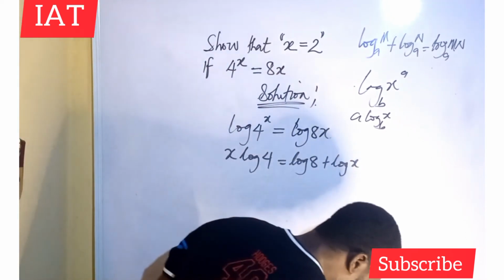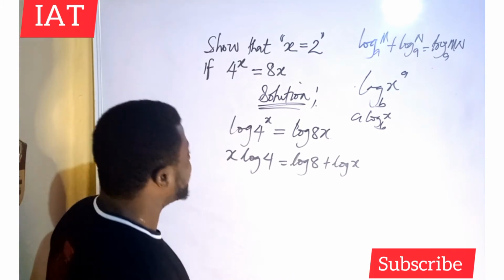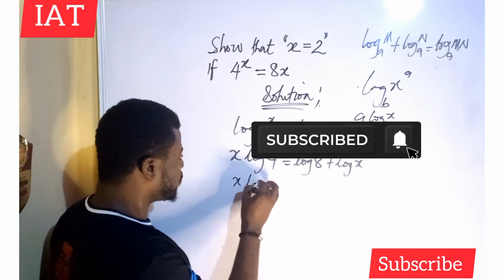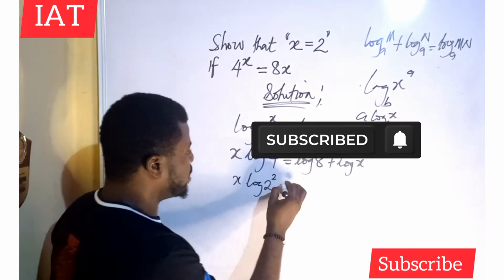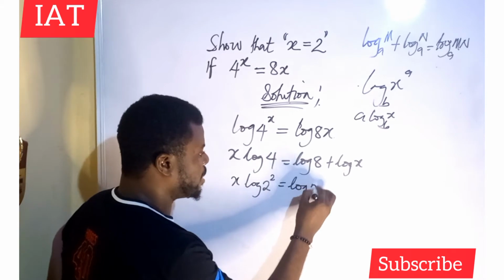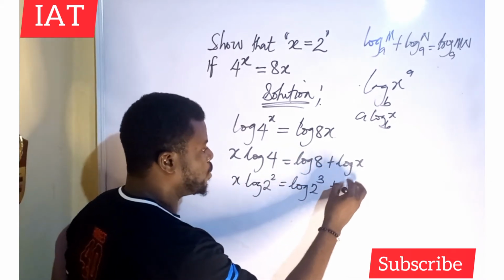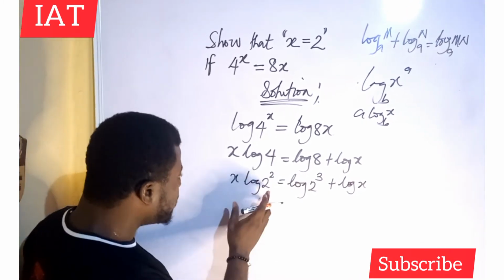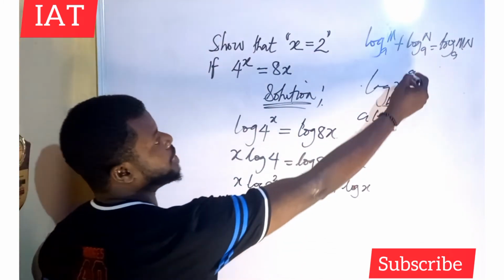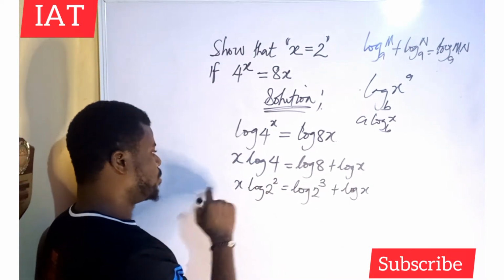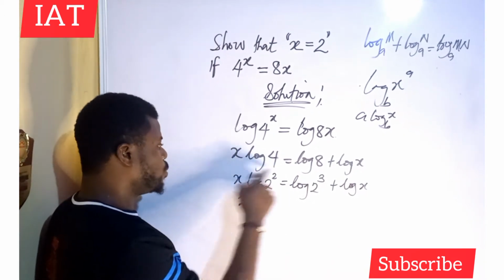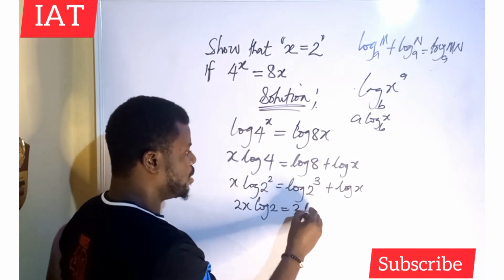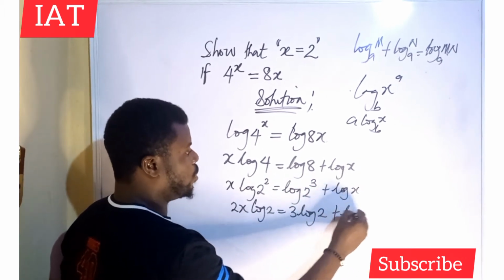Of course it should. Okay, let's finalize this expression by saying that this 4 can still be expressed as 2 to the power of 2. Similarly, this 8 can be expressed as 2 to the power of 3, plus the log of x. We're making progress, right? At this point we can still transform this, since it still obeys the power law. So the 2 comes to the front of the logarithm, and we have 2x log 2 equal to 3 log 2 plus log x.